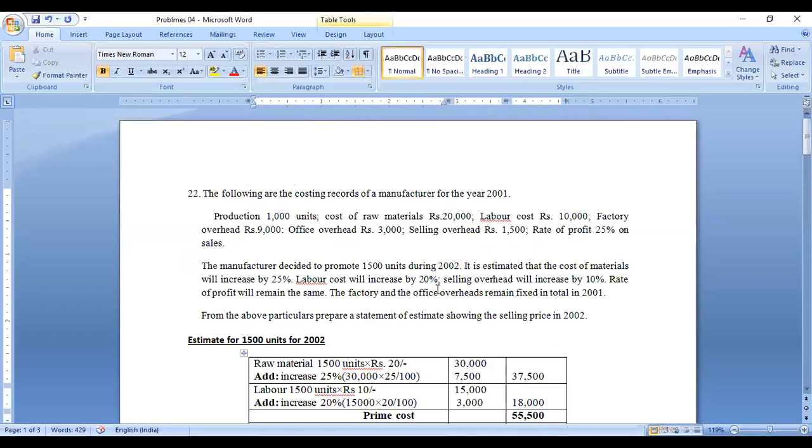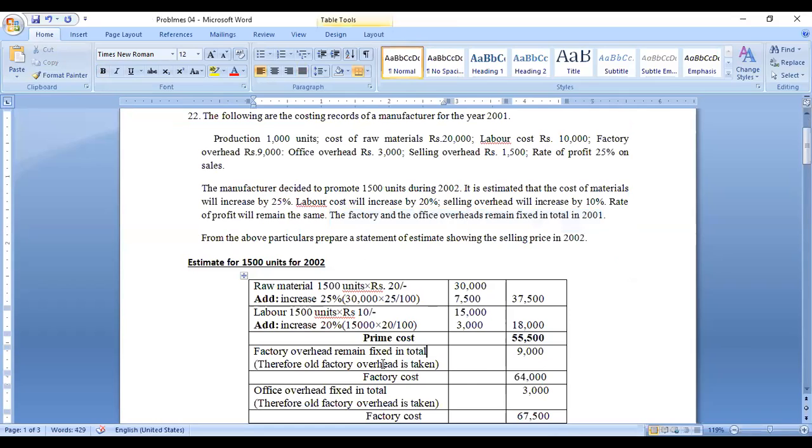Next we can move on to the factory overheads. The factory and office overhead will remain fixed in total from 2001. So this amount is not changed in 2002. Therefore the old factory overhead is taken. There is no change in the factory overhead. Whatever is given in the previous year, 9,000 rupees, is the factory overhead. So you have to add the factory overhead to your prime cost.